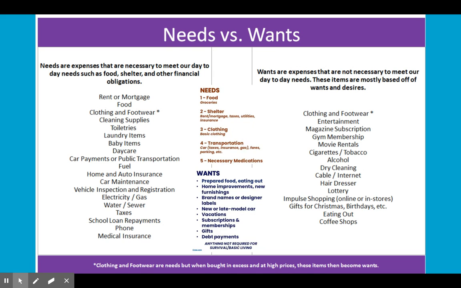One of the things that we're doing with this microeconomic financial literacy unit is trying to help students remember the difference between needs and wants. Needs are expenses that are necessary to meet your day-to-day living, like food and shelter, right? So your rent or your mortgage, food, basic clothing, and I don't mean brand wear, but basic clothing, cleaning supplies, toiletries, or if you have kids, taking care of them.